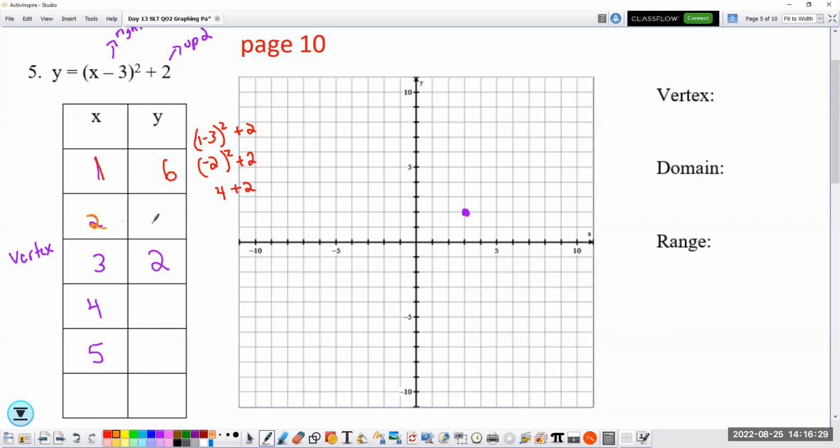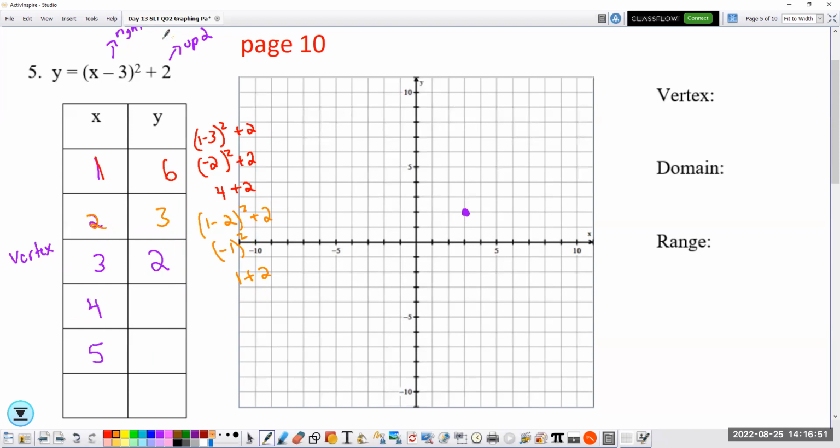So now for 2, 1 minus 2 is negative 1. Squared is 1. Plus 2 is 3. Now, here's the beautiful thing about a parabola. Parabolas are symmetrical around the vertex. If I find these two values, I know these two values.